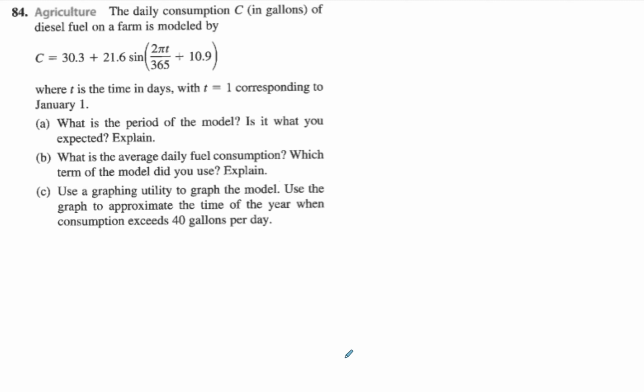Okay, so this last one is an example of how we can use this to represent the behavior, in this case the consumption of diesel fuel. So C is the number of gallons, right? And it seems to be fluctuating. Now, T is the time of days, T equals 1 corresponds to January 1. What is the period of the model? So B, right, B is equal to 2 pi over 365, which means it's equal to 2 pi over the period, which means the period has got to be 365, and because T is in days, it'd be 365 days, aka 1 year.